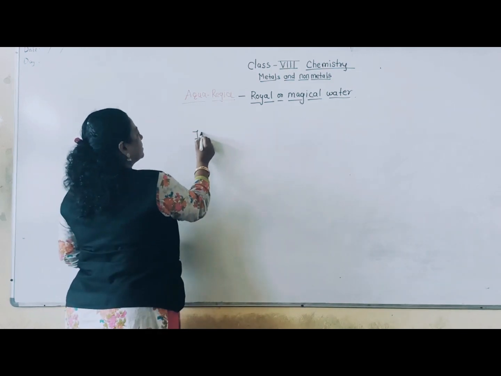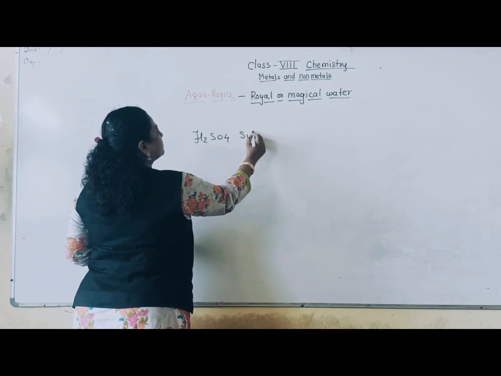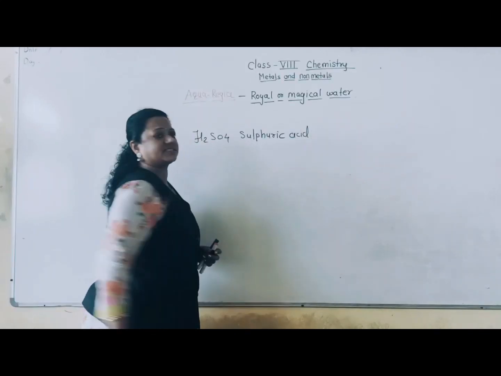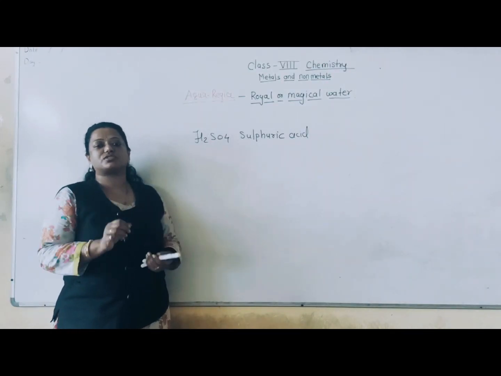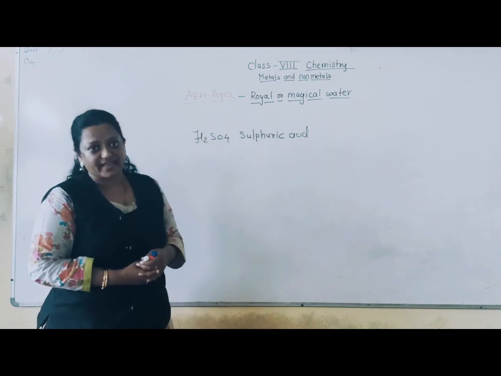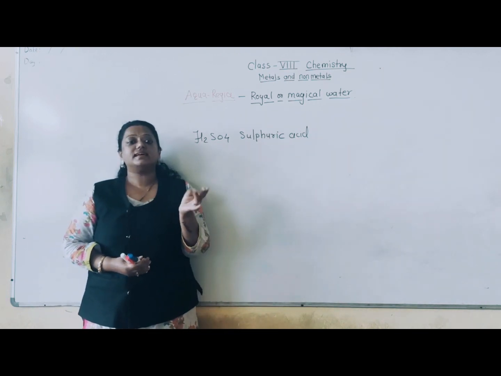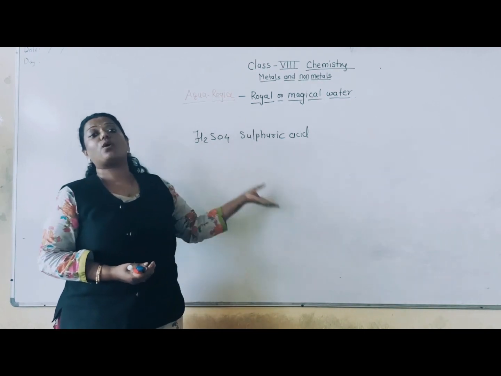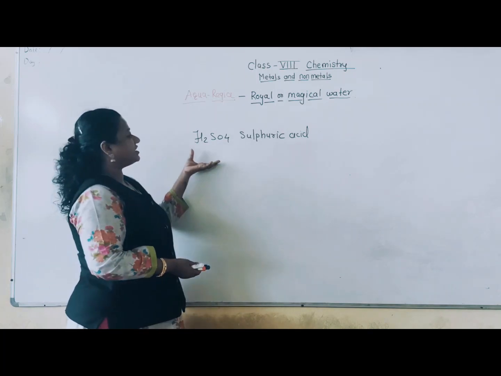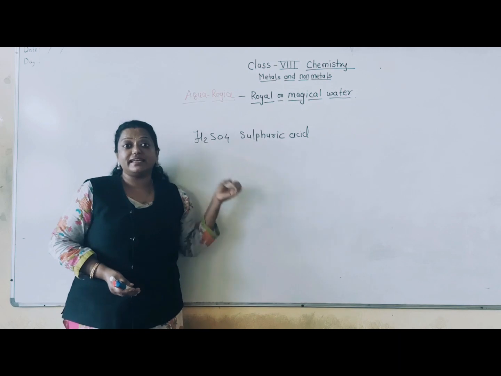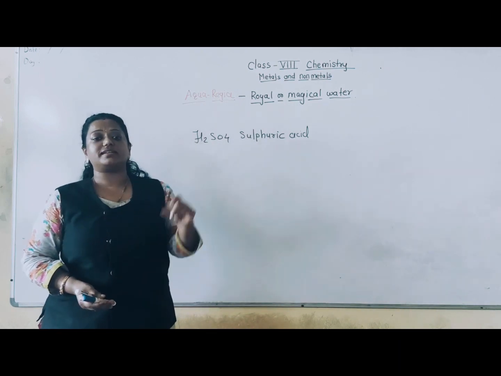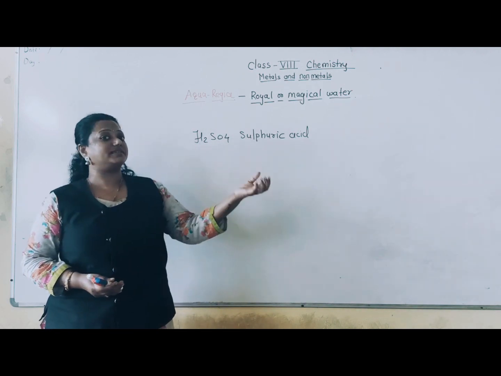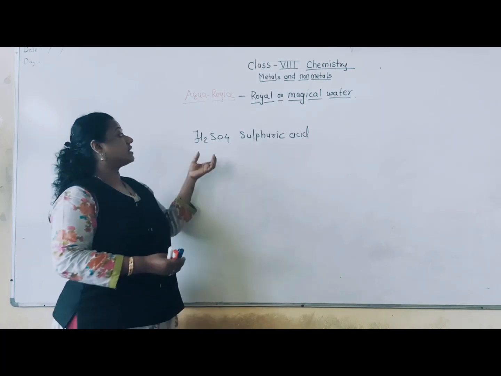Students, you know H2SO4. H2SO4 is sulfuric acid. This is the king of acids. We have three main strong acids: HCl, nitric acid, that is HNO3, and sulfuric acid. But sulfuric acid is the king of all these strong acids, because it is highly corrosive in nature, more corrosive than HCl and HNO3. It is the strongest among these three.